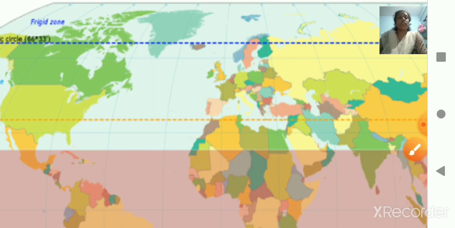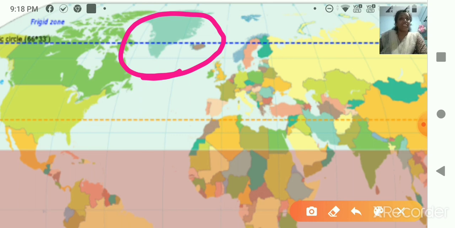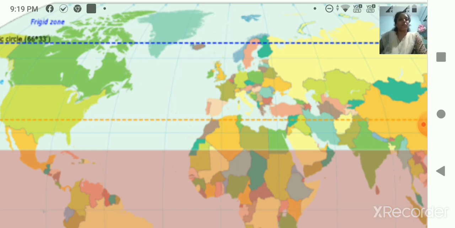See children, we studied in detail about Greenland. Do you remember? Yes. See, this part of Greenland lies in the frigid zone, whereas the south part lies in the temperate zone. Do you remember children?